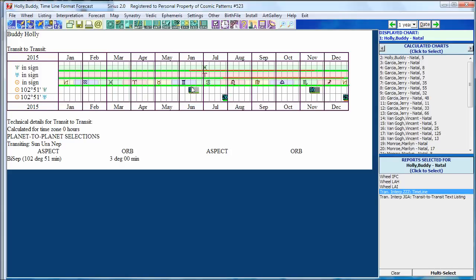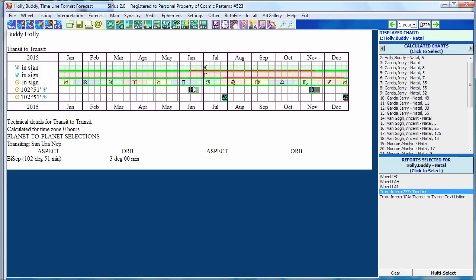Here's the Sun-Neptune occurring twice in 2015, on June 14th, right when Neptune turns retrograde. Neptune remains retrograde until about mid-November, and that's when the biseptile, the 2/7 aspect, which is 102 degrees 51 minutes, occurs. And here we see it for Uranus. Uranus is direct, turns retrograde in late July. There's late July with the biseptile. And then Uranus turns direct in late December, and there it is, December 25th. The aspect occurs. Same exact information, but shown visually.